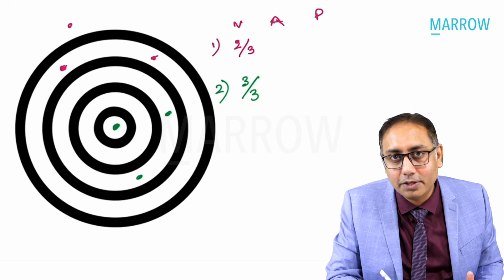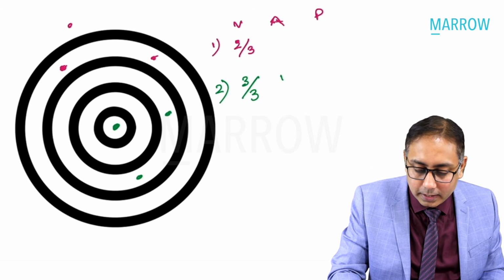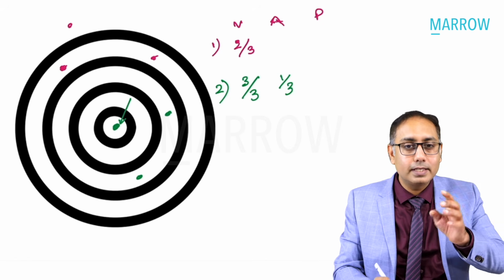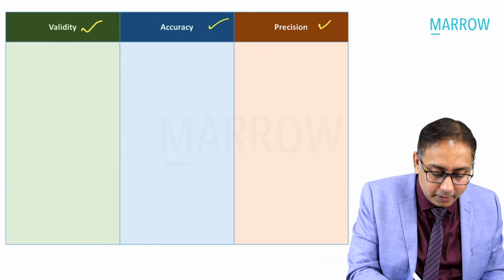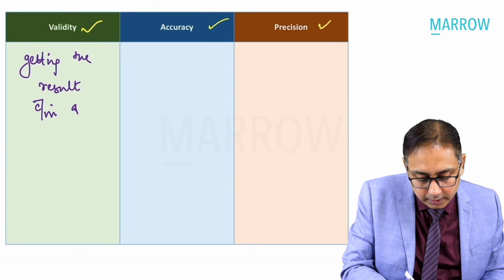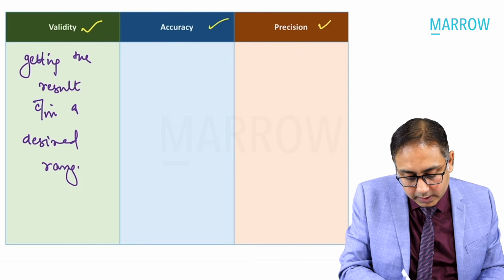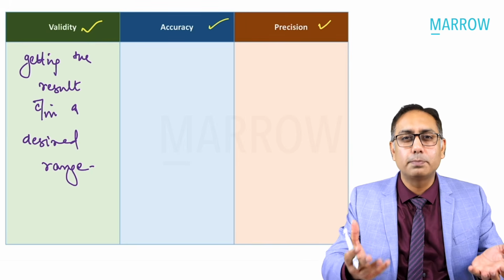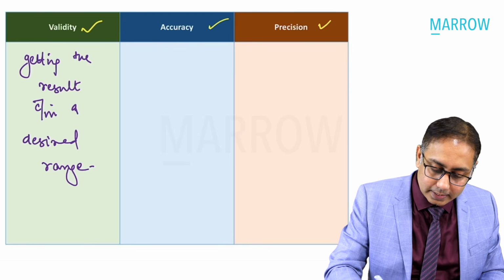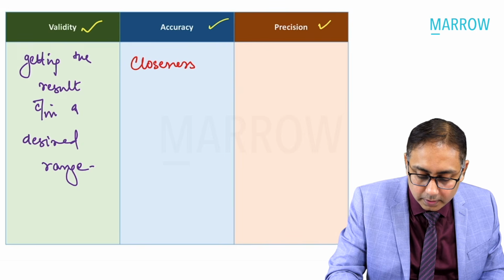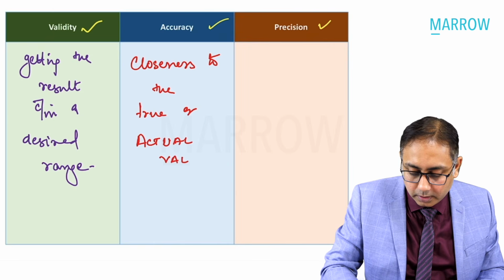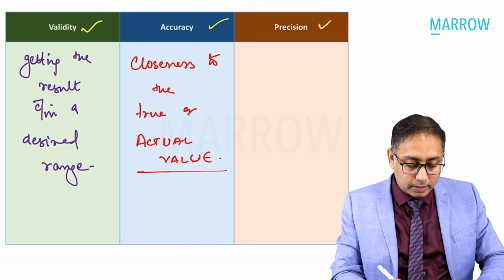How many times is this green person accurate? This person is accurate only 1 time. So please note that accuracy is related to the closeness to the true value. Hitting the bullseye is what is accuracy. One thing is for sure, that validity means getting the result within a desired range. You're supposed to hit a dartboard. Did you hit or not? That is validity. What do you mean by accuracy? Accuracy means hitting the bullseye, that means getting the closeness to the true value or the actual value.